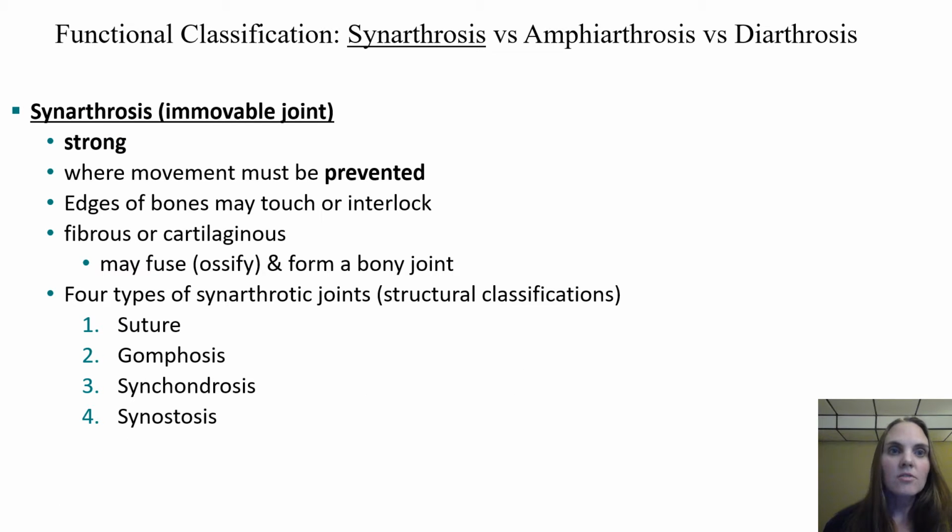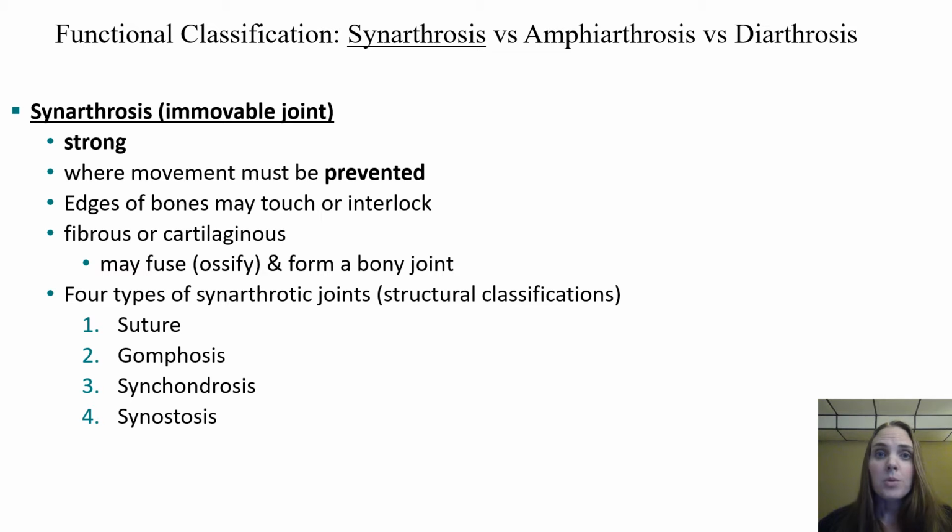So let's talk first about one of the functional categories of joints, the synarthrosis. So remember, functional means the amount of movement that we can see in this area. So the synarthrotic joints are the immovable joints. And remember, we have that inverse relationship between mobility and strength. So if we have an immovable joint, it's going to be a very strong joint. And that's why we find these joints located where movement needs to be prevented.